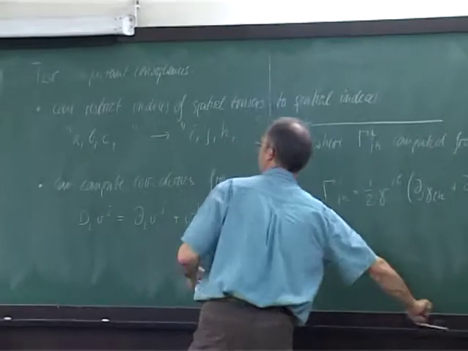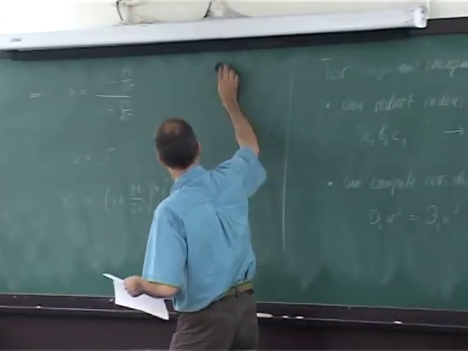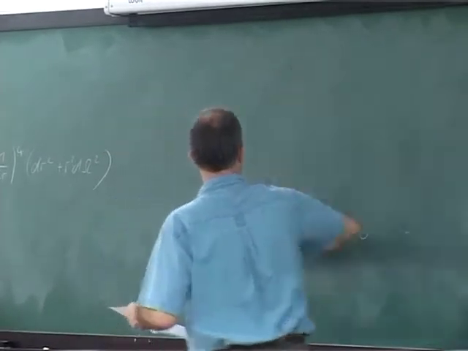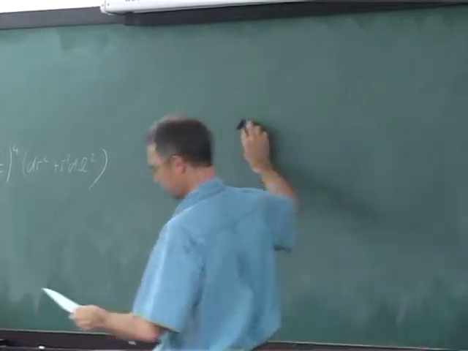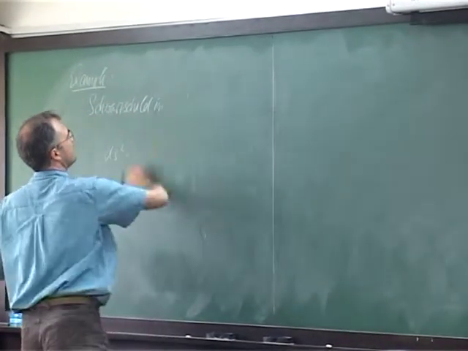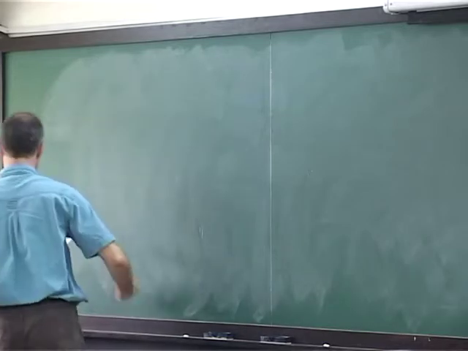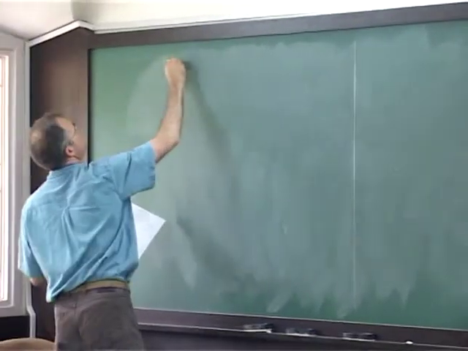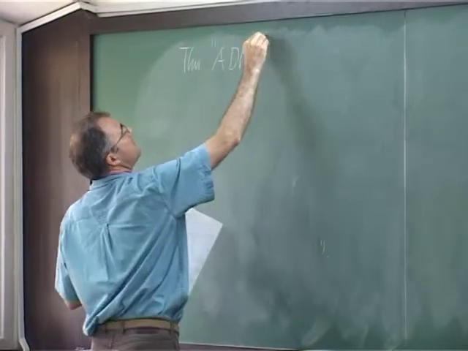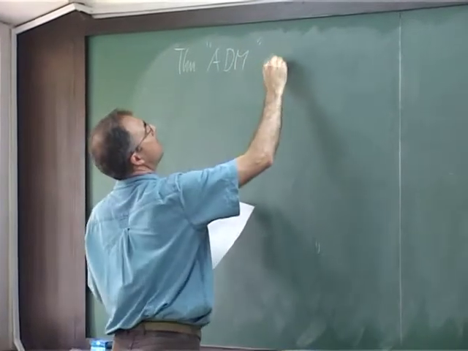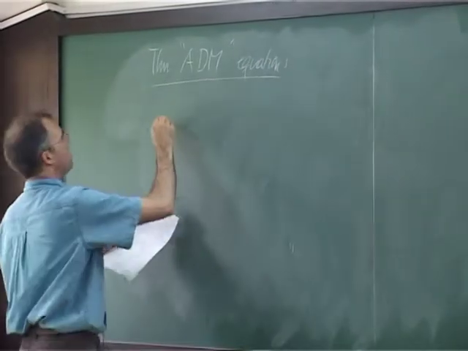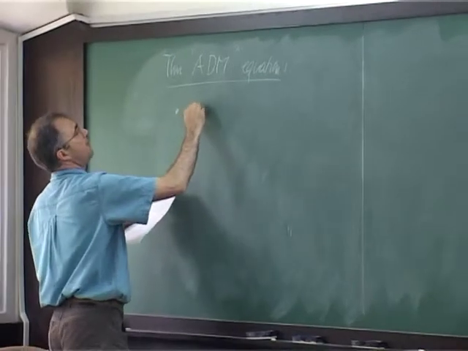Anyway, when we do this, we can now write the constraint and evolution equations in the following form. We can restrict everything to spatial quantities, and then we get this. So then we obtain the so-called ADM, the Arnowitt-Deser-Misner equations. And we'll see that they split into two types of equations.